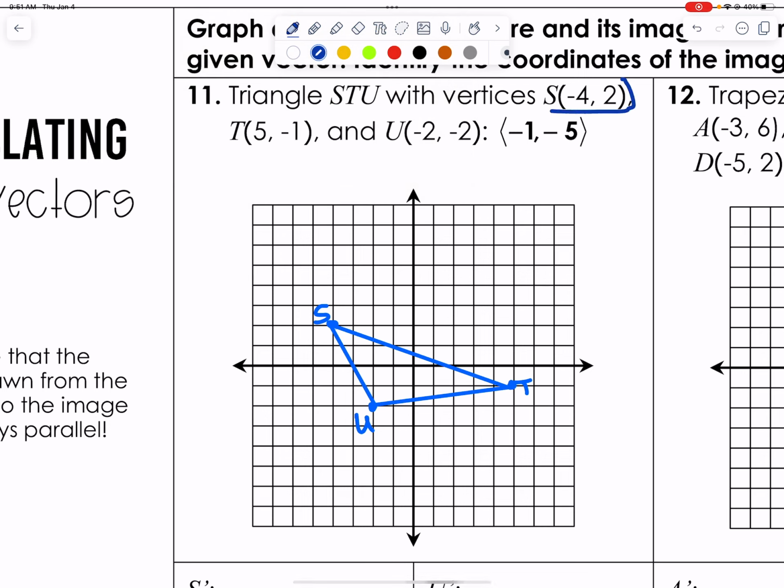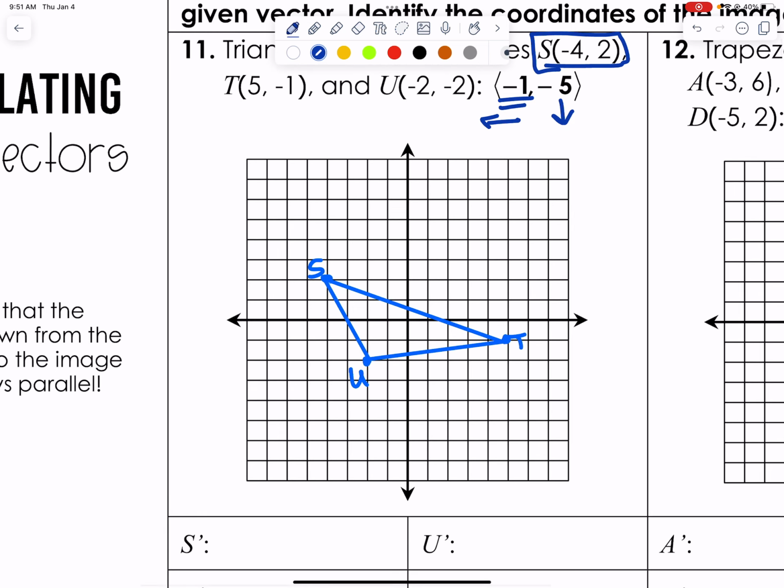So for S, let's look at that one first. We have (-4, 2), and my vector says I'm moving horizontally left 1 and down by 5. So I'm going to go left 1 and down by 5. 1, 2, 3, 4, 5. So this, and then draw the vector, please, from S with the arrow. This is going to now be S prime.